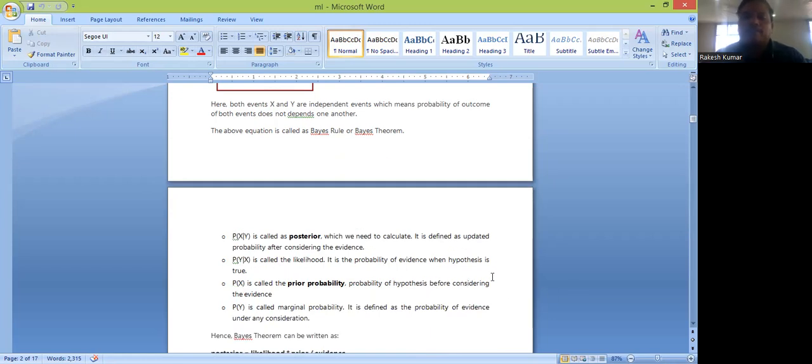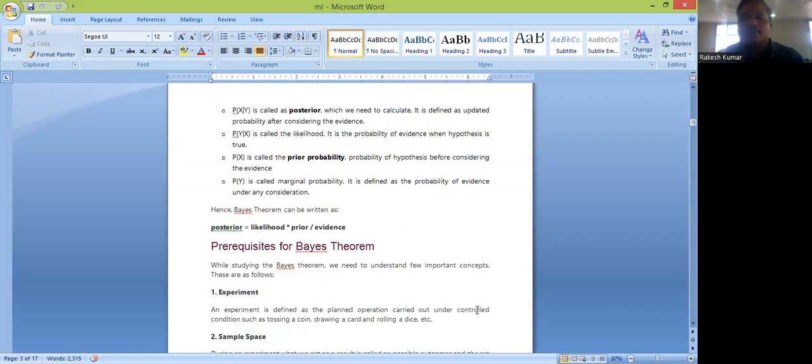P of X is called the prior probability. Prior probability is before considering the evidence. P of Y is called the marginal probability. It is defined as the probability of the evidence under consideration. Hence Bayes theorem can be written as posterior equals likelihood into prior by evidence. So we can say P of X by Y equals P of Y by X into P of X by P of Y.